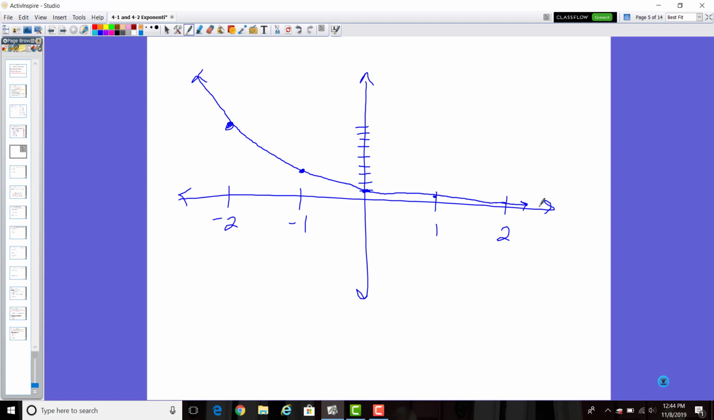Notice that my graph is never going to touch this x-axis. It'll always get closer and closer and closer to it. So this would be the graph of 1/3 to the x power.